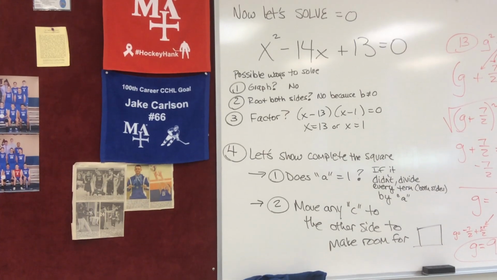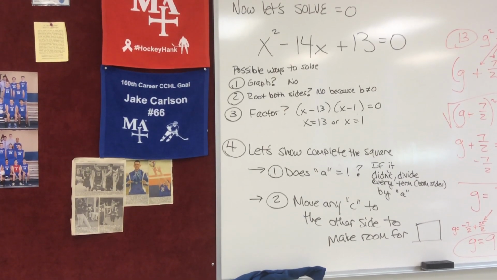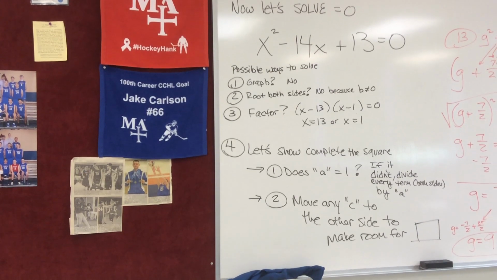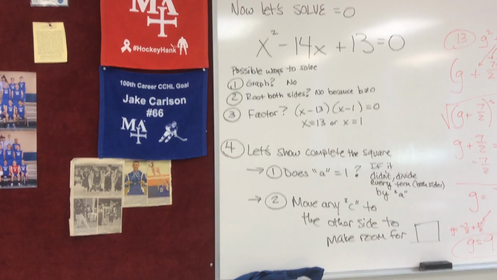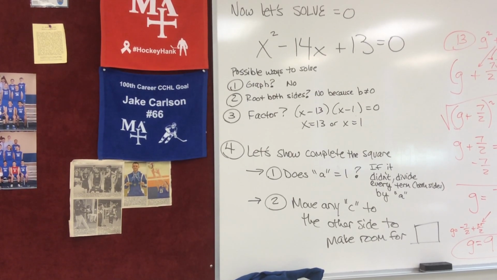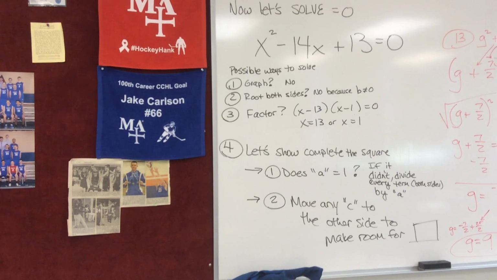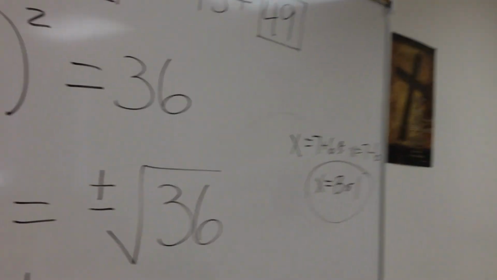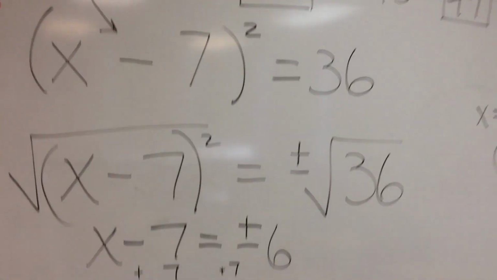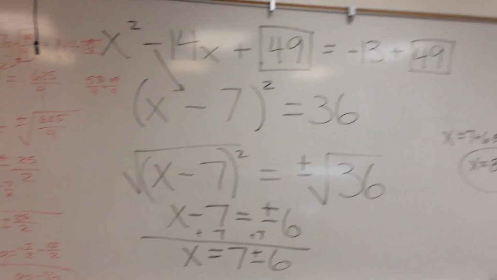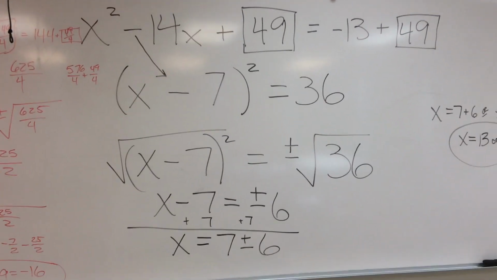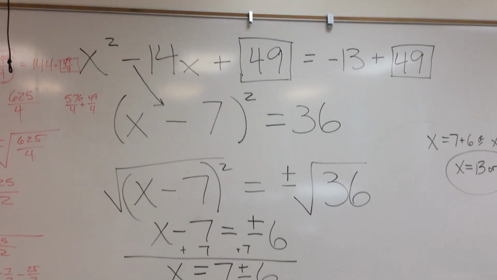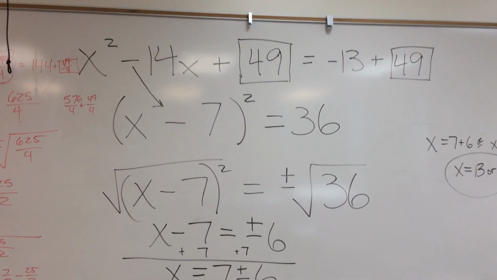The second step is to move any c that's already there to make room for the square we're going to complete. So if there's a c there like there is here, I need to subtract that 13 from both sides so that I have room for my square. So that's steps 1 and 2. Now we are looking at x squared minus 14x plus an open square equals negative 13, because we moved it over.